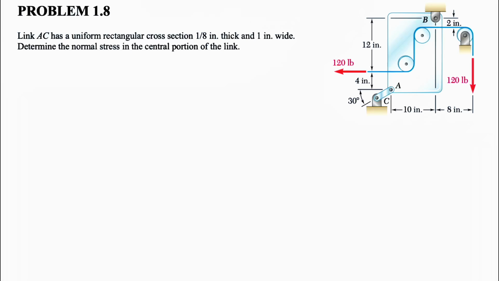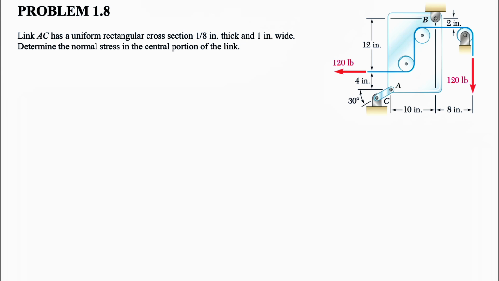Alright guys, welcome back. We're going to be solving another question from the first chapter of the Beer and Johnston textbook, Mechanics of Materials. We have this link AC that has a uniform rectangular cross-section, 1/8 inch thick and 1 inch wide, and we need to determine the normal stress in the central portion of the link.